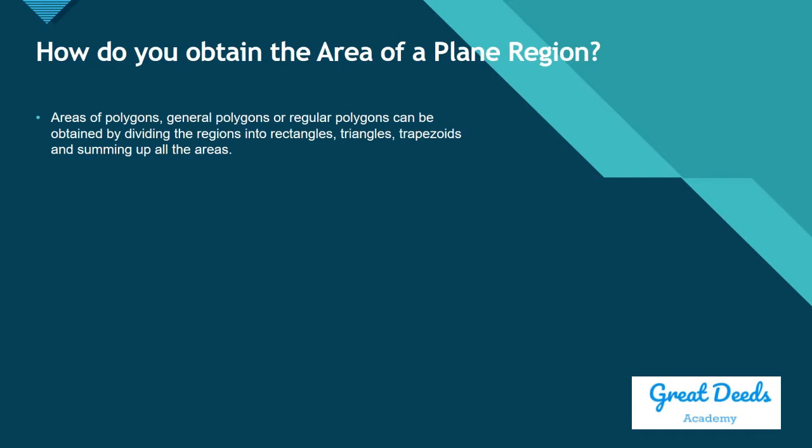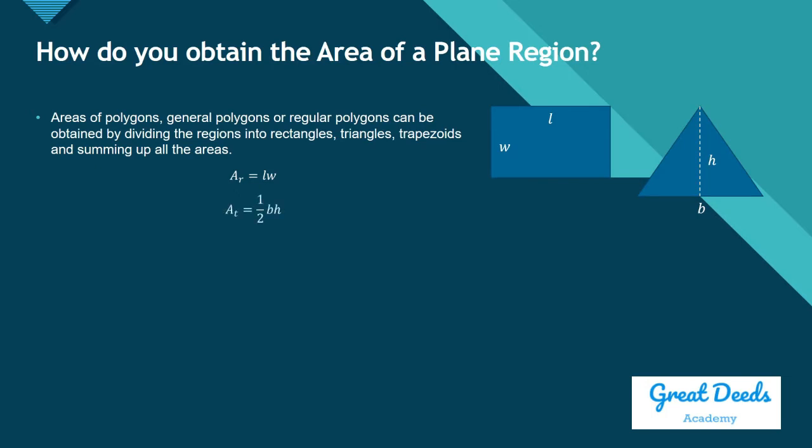Well, the areas of polygons, general polygons or regular polygons, can be obtained by dividing the region into rectangles, triangles, trapezoids, and summing up all the areas. So let us begin with something whose area we can easily get. Let's say, for example, a rectangle. The area of a rectangle is given by length times width. When it is a triangle, the area is equal to 1/2 times the base times the height. If it is a trapezoid, the area is equal to 1/2 times the sum of the two bases times height.